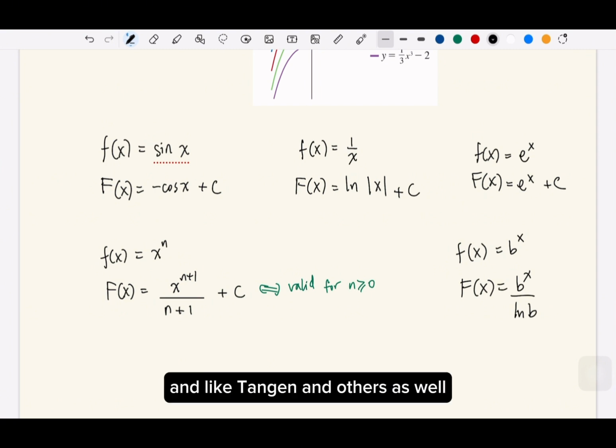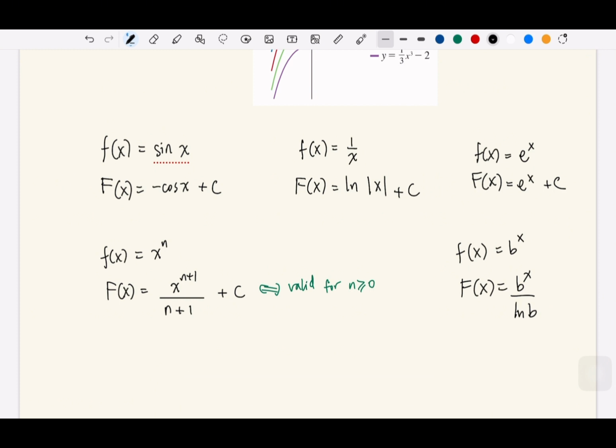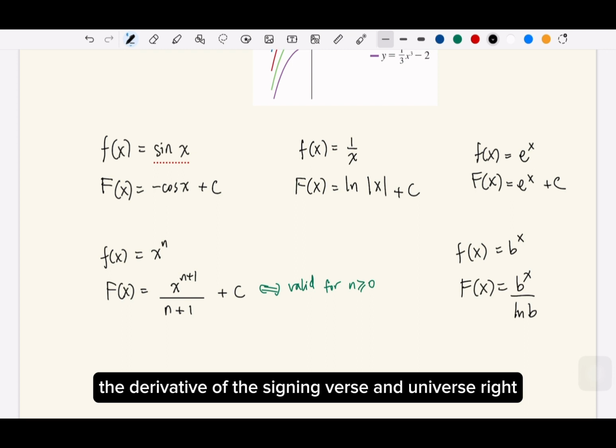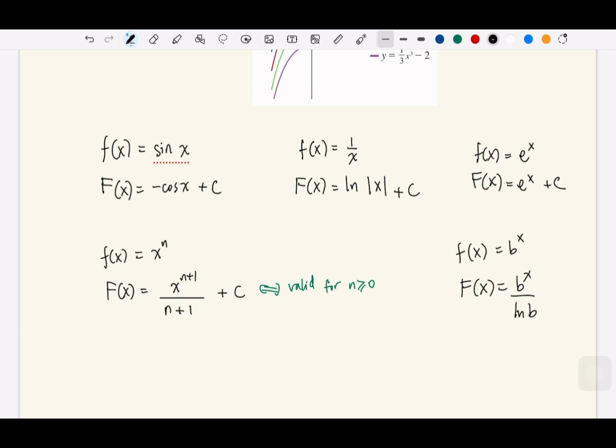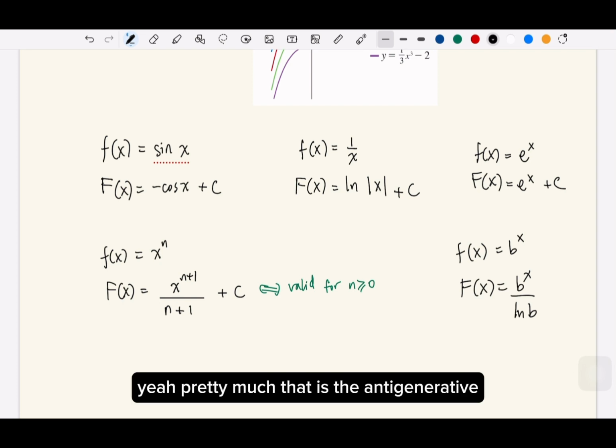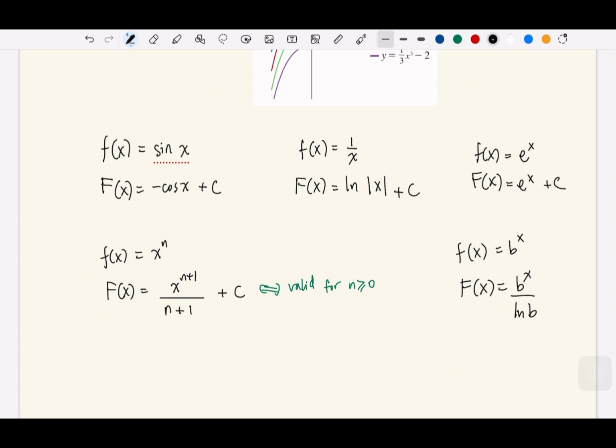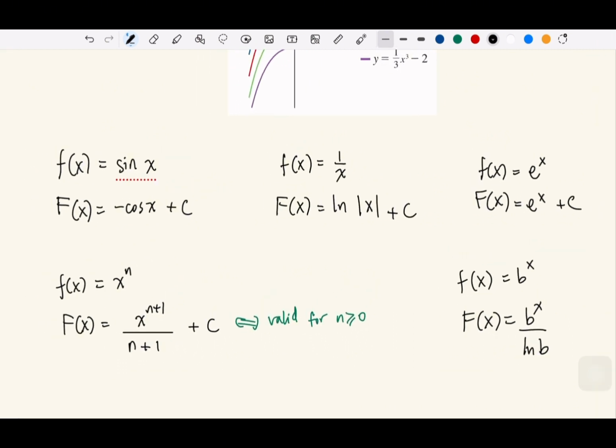And like tangent and others as well. I hope you're still okay with that. Like you know the derivative of sine inverse, tangent inverse, right? Similarly, you can swap that out also. So that's some of the formulations. What else? Yeah, pretty much that is the introduction to the antiderivative. So the next part is... Oh yeah, I forgot to write. Let's see. Okay, good. Thank you.